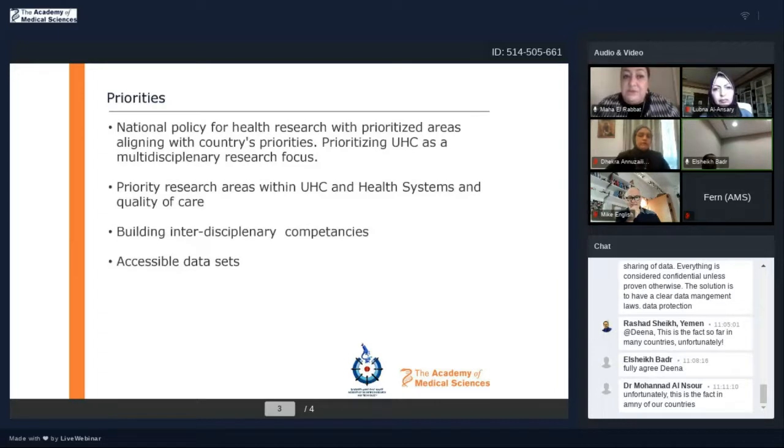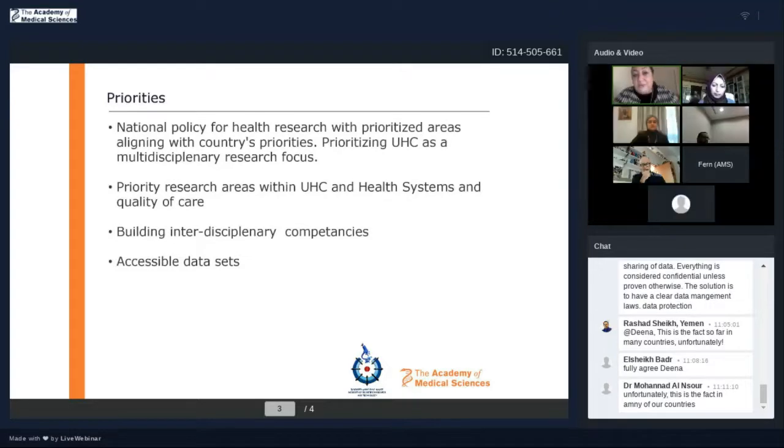Other priorities are the national policy for health research with prioritized areas aligning with countries' priorities, and prioritizing universal health coverage as a multidisciplinary research focus. And then we have the priority research areas within UHC and health systems and quality of care. So we need to have this mapping and prioritization exercise, and here we're bringing in all of the disciplines together in order to come up with a priority of the research areas.